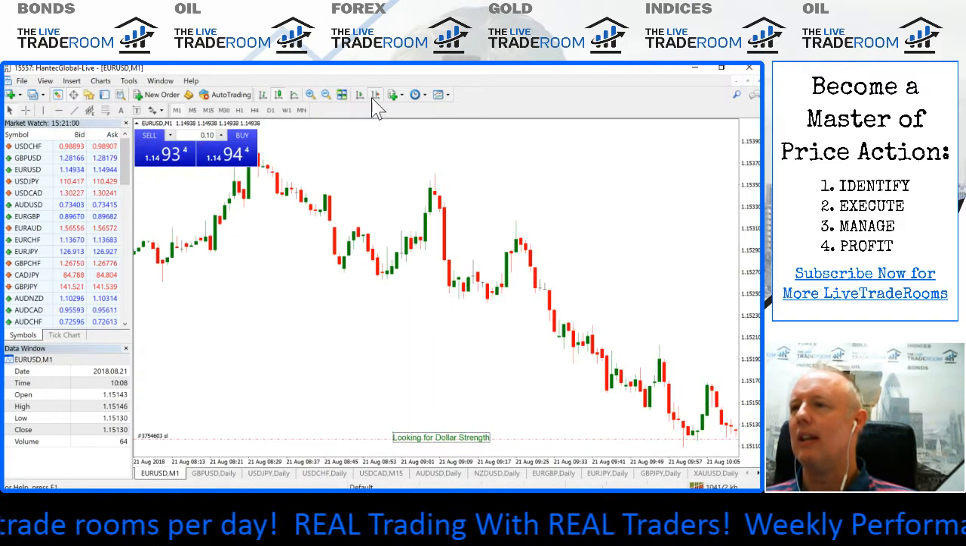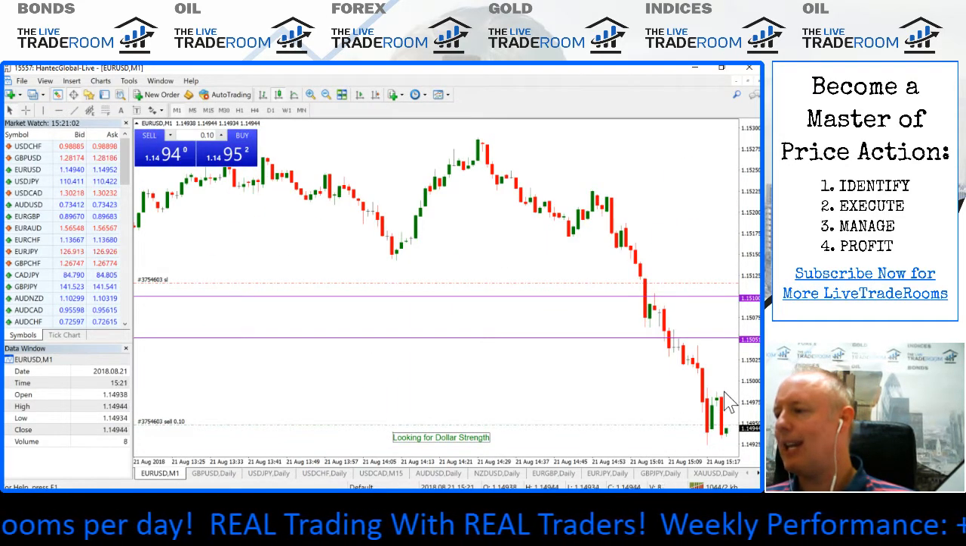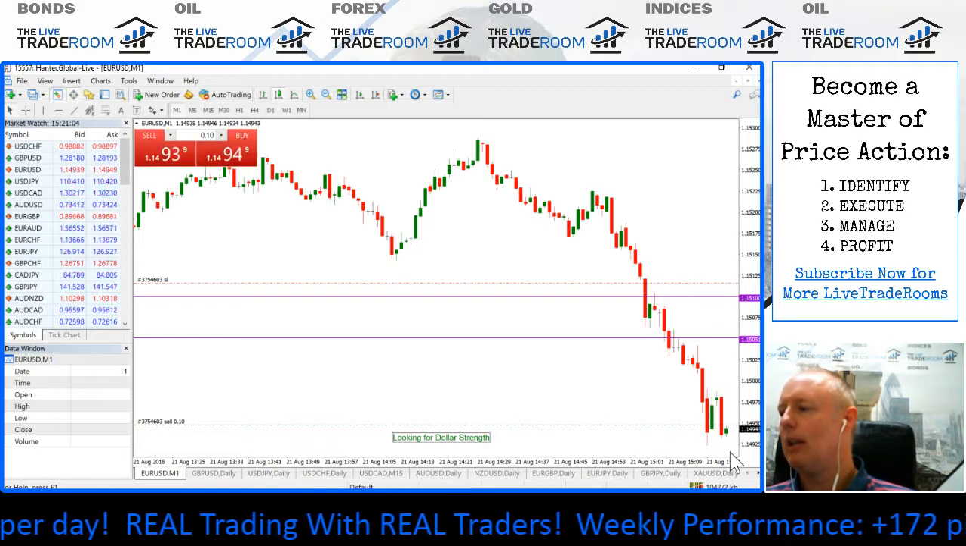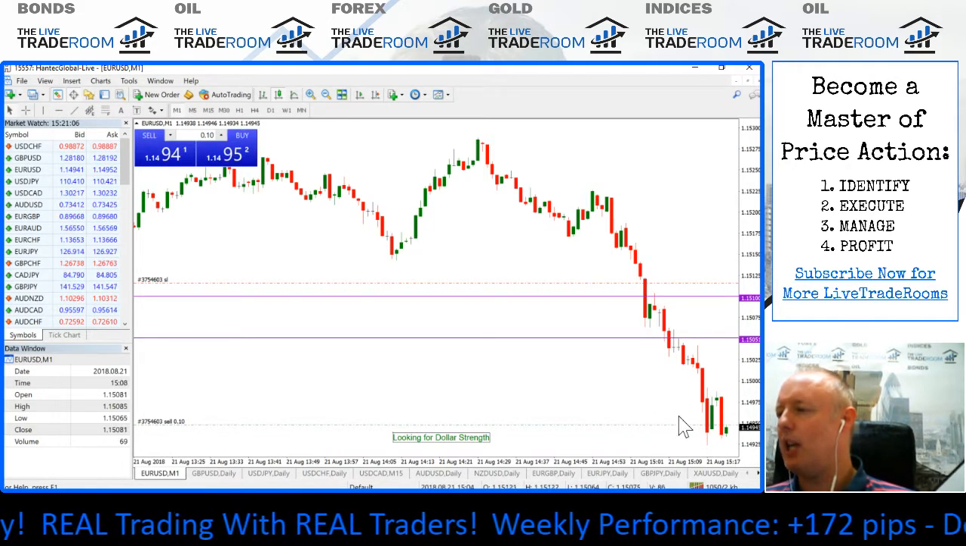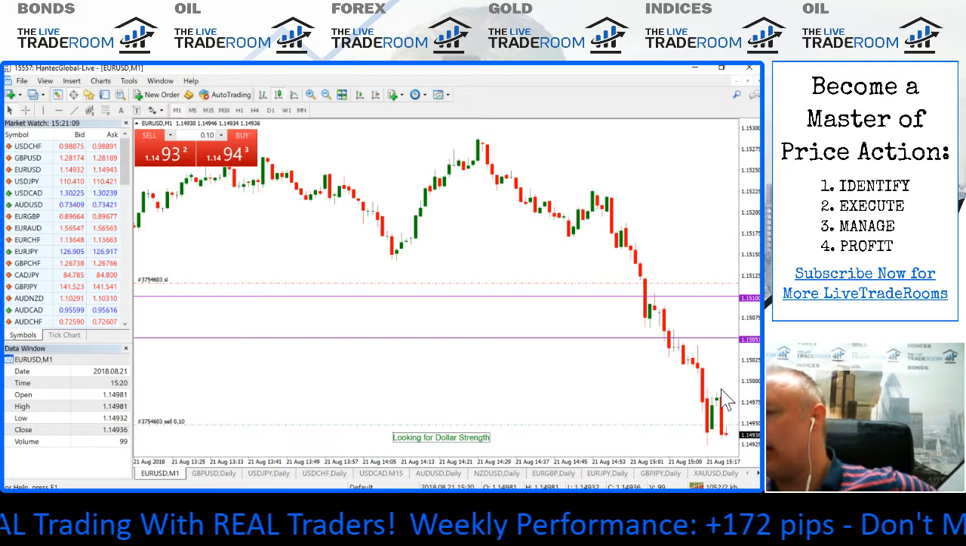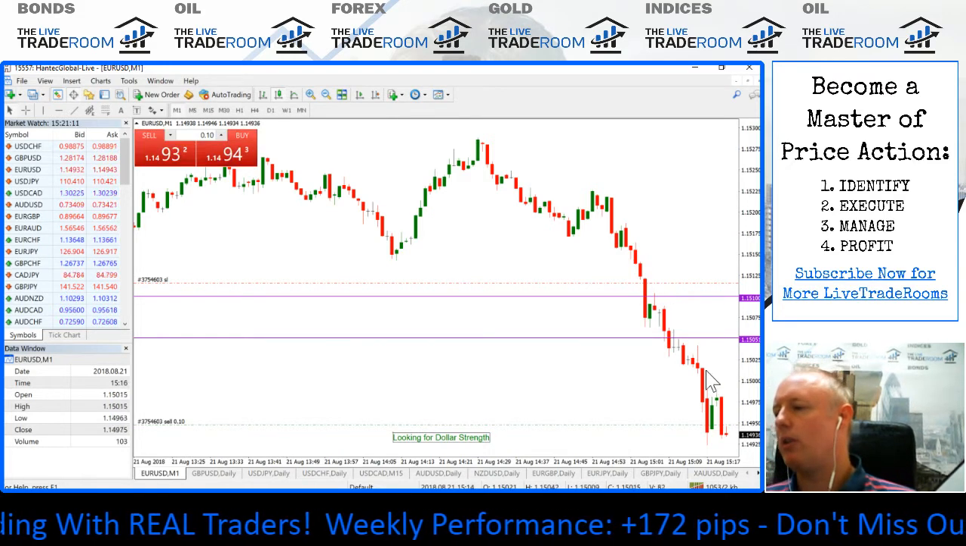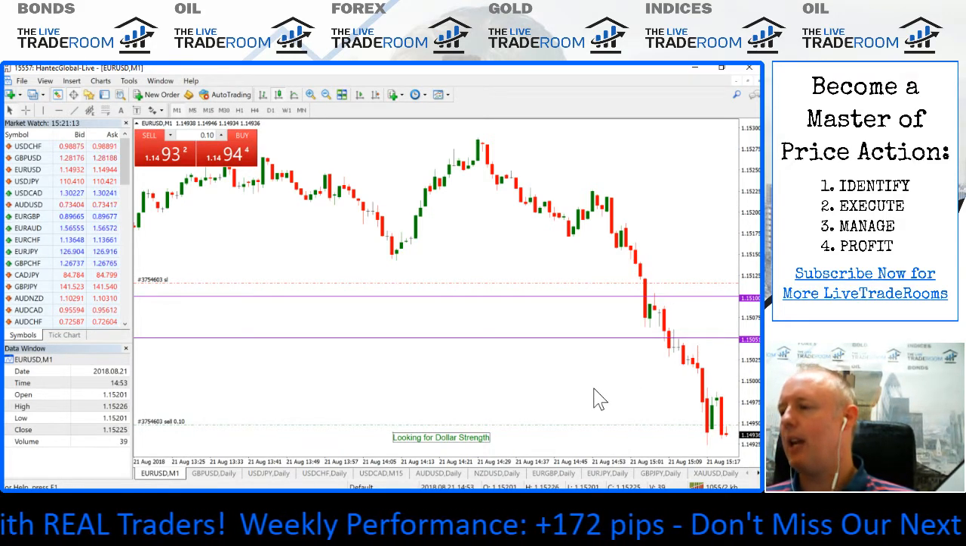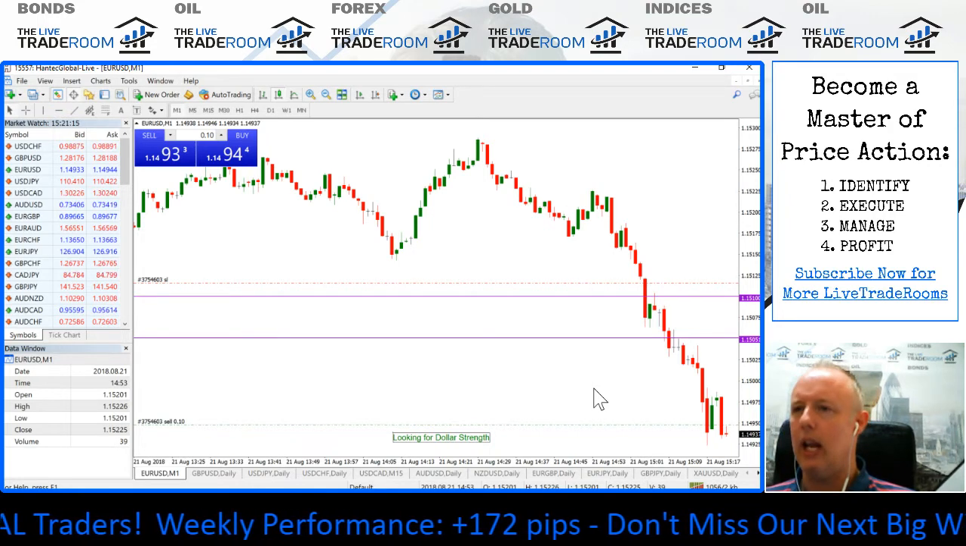Now, it hasn't made a great structure to the downside. Yes, we could move our stop loss to this level. We do want to see if there's more energy to the downside. Now we're below the 1.1500 level. If that's the case, we'll look to trade it to the downside and see what sort of run we get on the euro dollar.